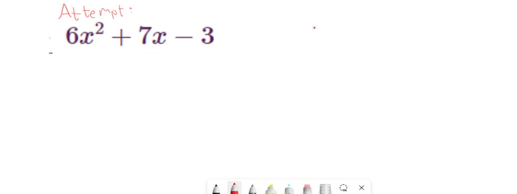So first thing I'm going to do is multiply 6 and minus 3, so 6 times minus 3 gives me minus 18. So now 1 times 18, 2 times 9, 3 times 6, and that's all for 18. Now it's a minus 18, so because they must multiply to give me a minus, I know that one of them has to be a minus. So that's going to help me in a minute, hopefully.